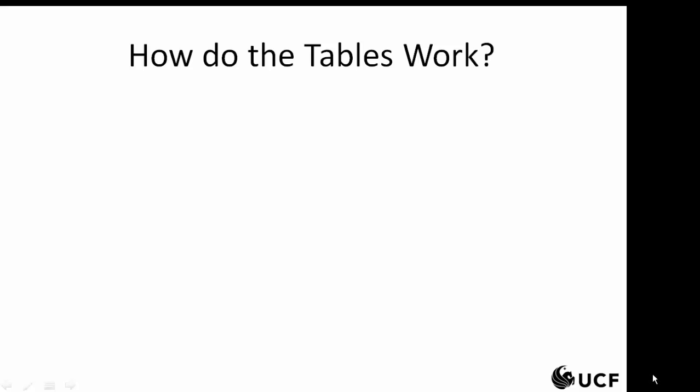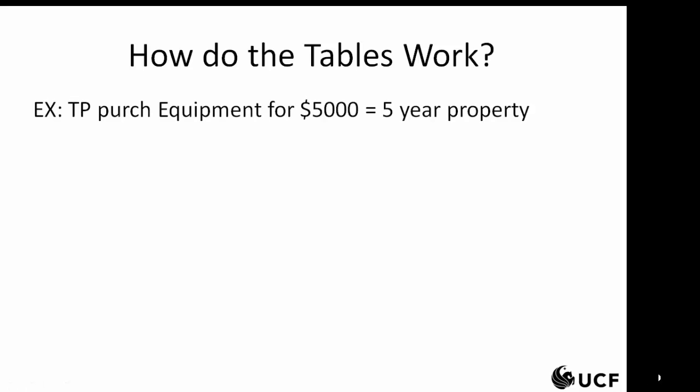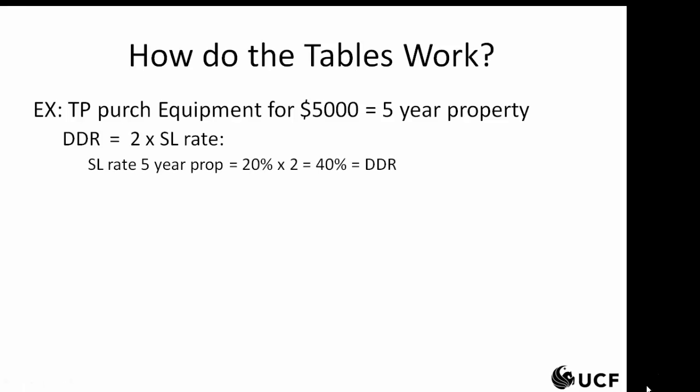So how do the tables work? How do we get the rates in the tables? Are they made up? No. Here's what happens. If we, for example, had a taxpayer who purchased equipment for $5,000, that's 5-year property. Basically, to do double declining balance, we have to come up with a double declining rate. The double declining rate is twice the straight line rate. We then take that double declining rate, in this case for 5-year property, which is 20% is the straight line rate, 100% divided by 5 years, double that to get the double declining rate, which would be 40%. So for 5-year property, the double declining rate is 40%.